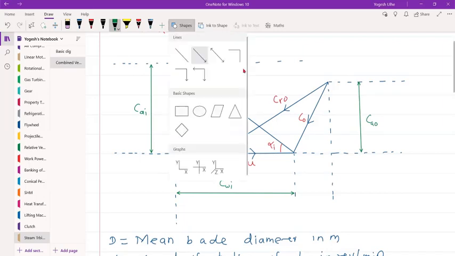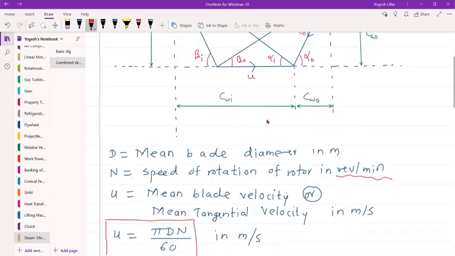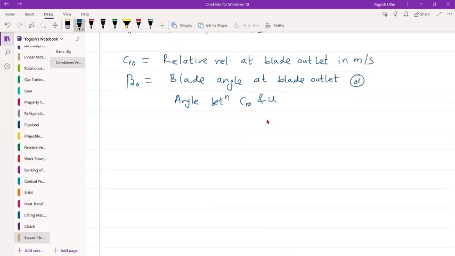And this is another component, CWO, the whirl velocity at blade outlet. Are you getting my point? And this angle is alpha O. Now what is the meaning of CO? CO means absolute velocity.